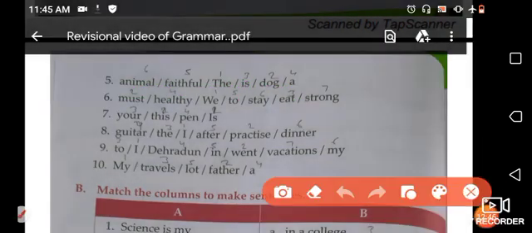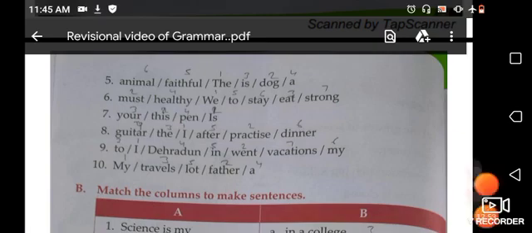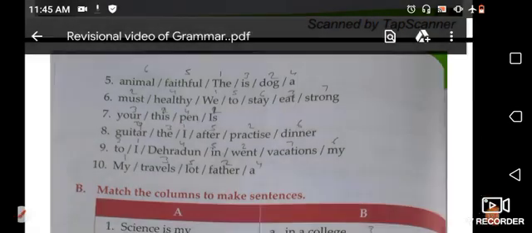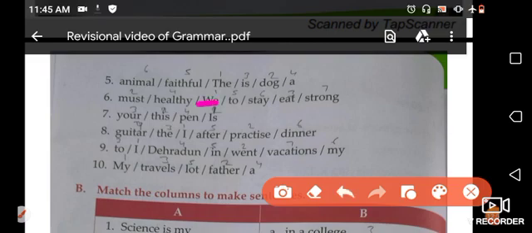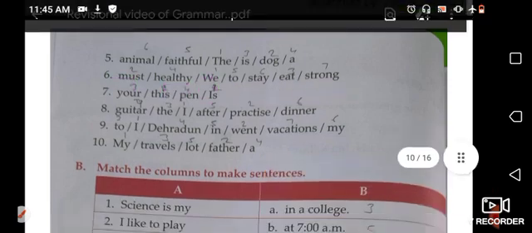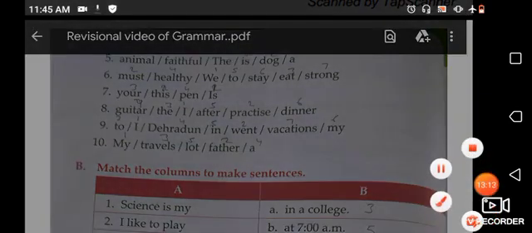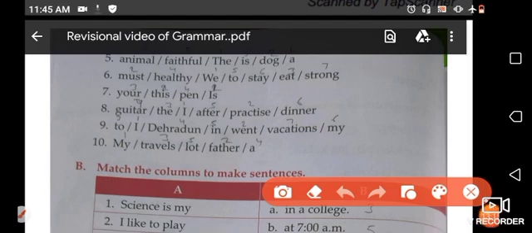The next one is: must, healthy, we, to, stay, eat, strong. Okay, so the sentence would be: we must eat healthy to stay strong. Okay, we must eat healthy to stay strong. Okay, seventh one is: your, this, pen, is. So the sentence would be: is this your pen?